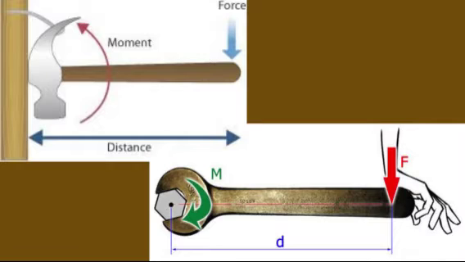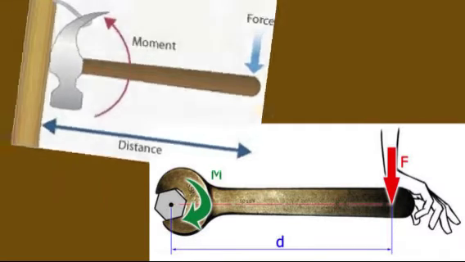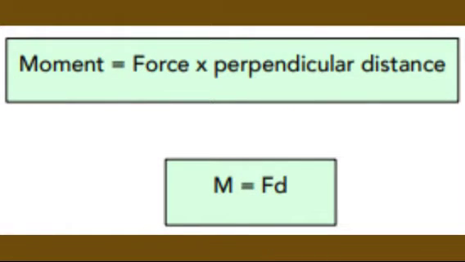Let's use the spanner for instance. You see D, the place labeled D on the hammer, that distance is the perpendicular distance to the line of the force. In this case, the force is acting downwards from the diagram above. That downward force times the perpendicular distance is what we'll describe as moment. Hence, it is mathematically represented as force times perpendicular distance.